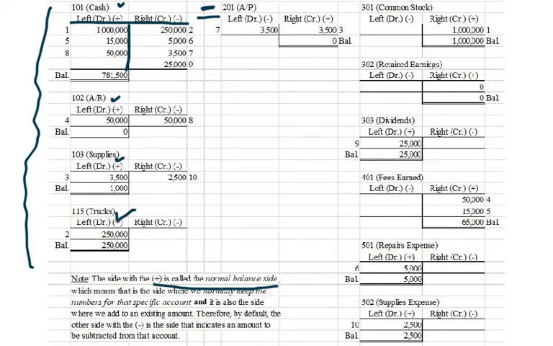Right, so all those pluses, that's the side we normally keep the amount for that, and it's also the side where we would add to an existing amount. So if we want to say we have more cash, we would put that number on the left-hand side of the account, and then we would add it to the existing balance. Now you'll notice in the T accounts, this form, we don't update any numbers. We're just slapping numbers on one side or the other, and that's all there is to it.